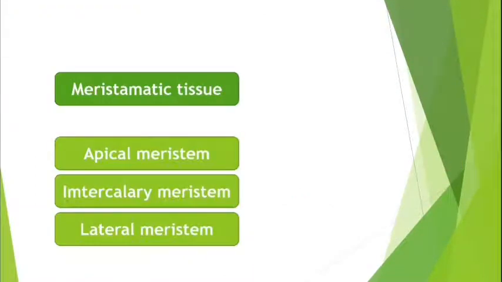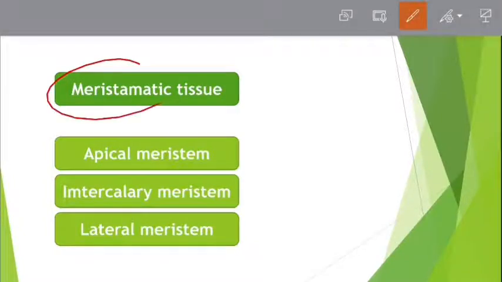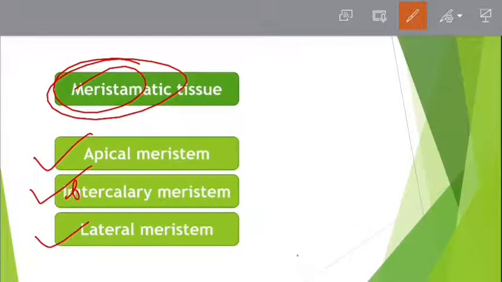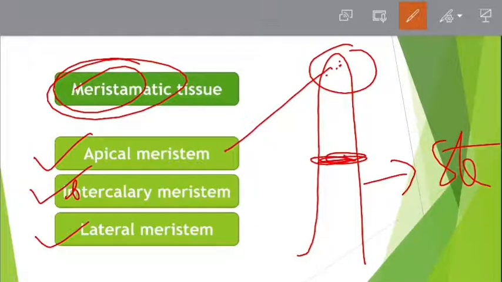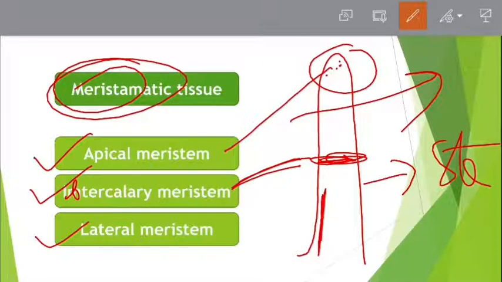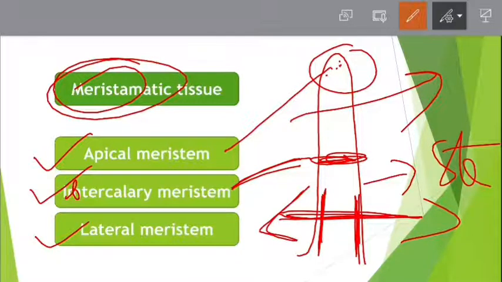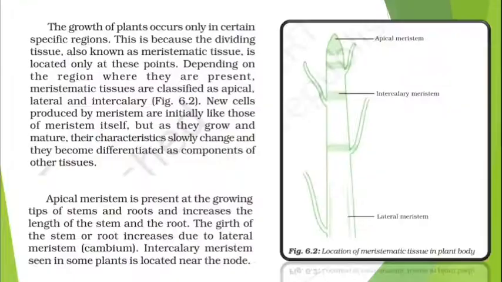Now we will study the exact location and the details of these three meristems. So the meristematic tissue is divided in three parts: apical, intercalary, and lateral meristem. If we draw the diagram of it, then this is the stem, and at the tip we have apical meristem. In between the stem, we have intercalary meristem. This is useful when the apical meristem is cut, and the lateral meristem is present here, which is responsible for the growth of the trunk. So these are the three meristems present in the stem.